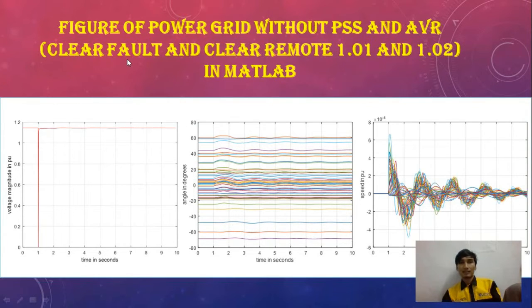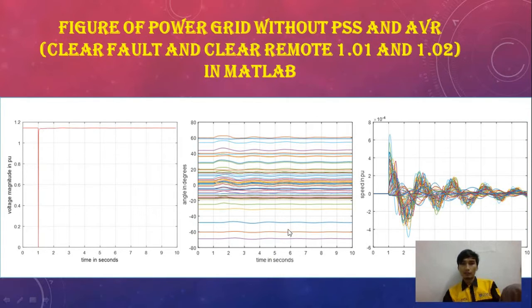Okay. The second, the power grid without PSS and AVR. So we set in MATLAB the clear fault and clear remote at 1.01 and 1.02. So figure 1 is voltage magnitude in PU versus time in seconds. The fault occurs at 1 and back to normal again.